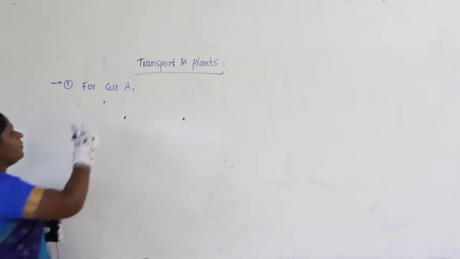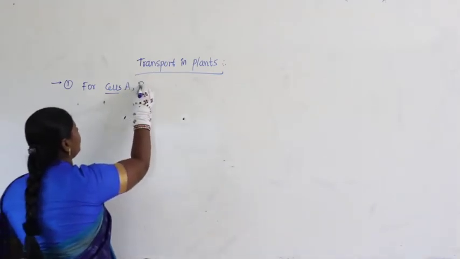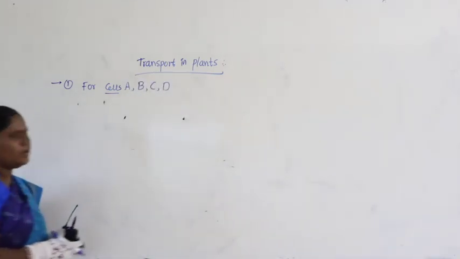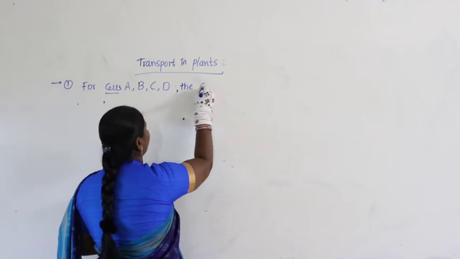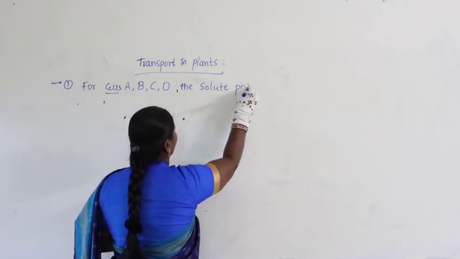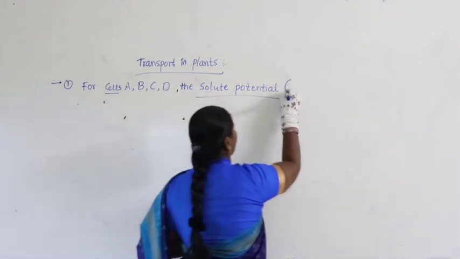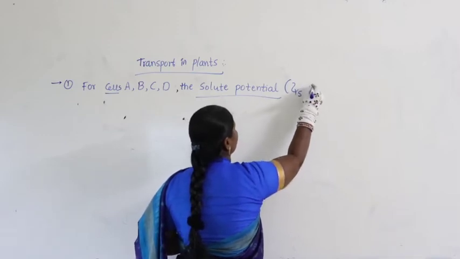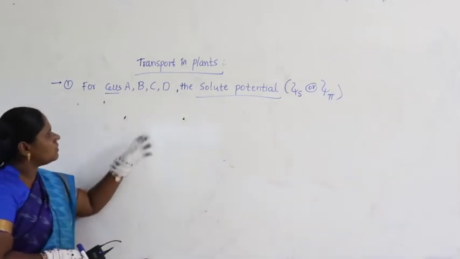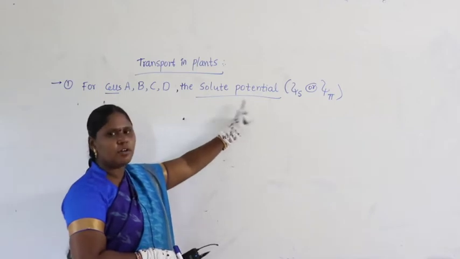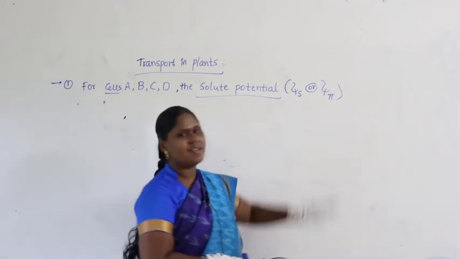Let us take a collection of cells like A, B, C, D. Right? What we will do for cells A, B, C, D: the solute potential. What is the symbol for solute potential? The solute potential symbol is psi s, or this can also be written as psi pi. Solute potential is also called osmotic potential. Either it can be written as psi s or psi pi.